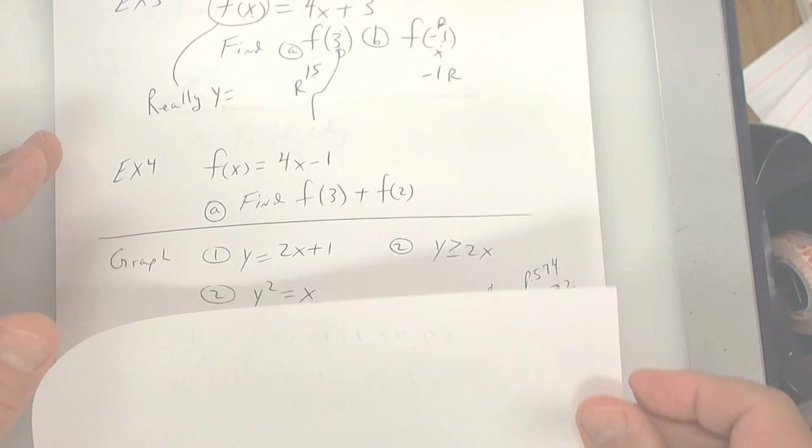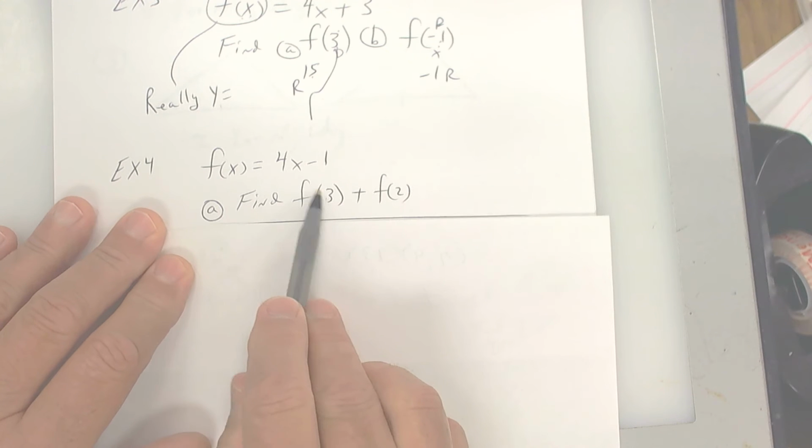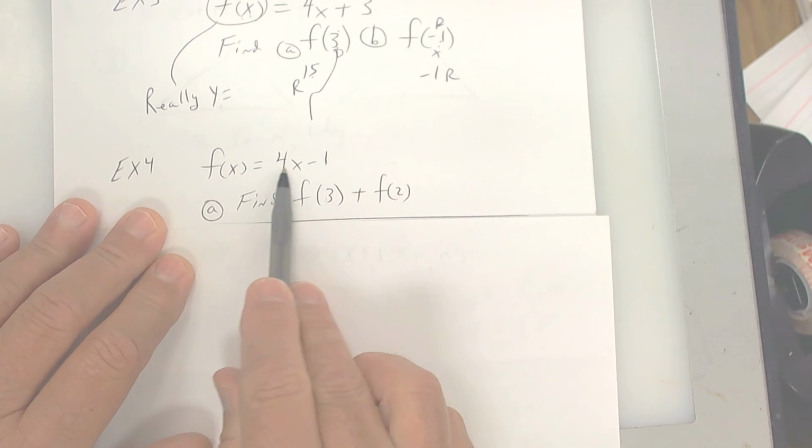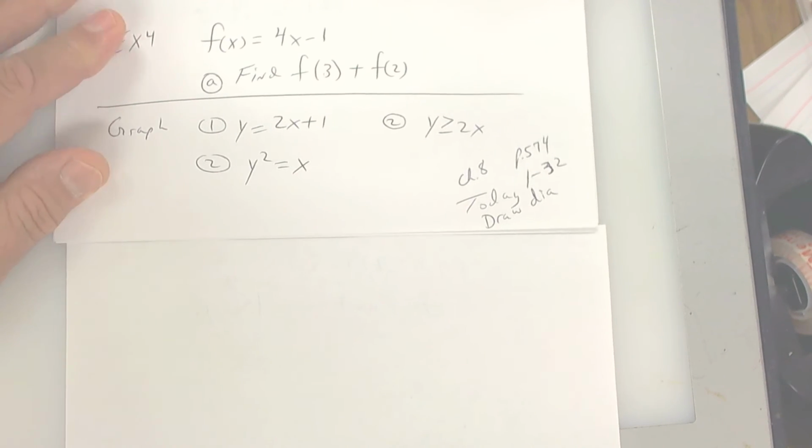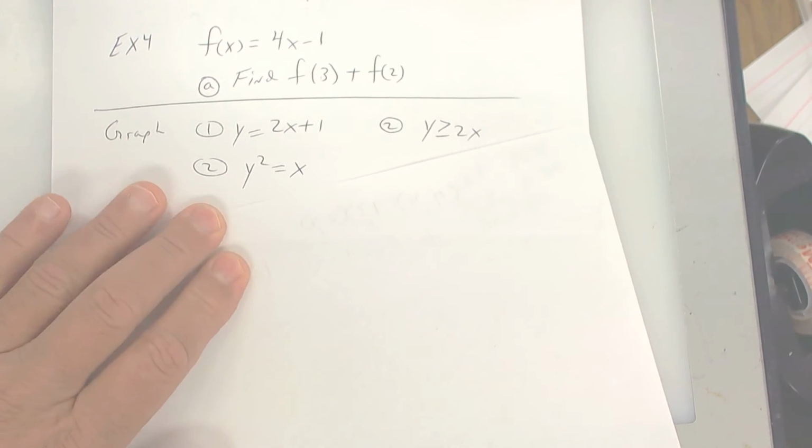This one right here, you're just going to add these up. So you're going to plug in the 3, get a number, then you're going to plug into 2 and get a number and then add them up. All right, this right here is the last thing. Let's graph these, so watch and listen.